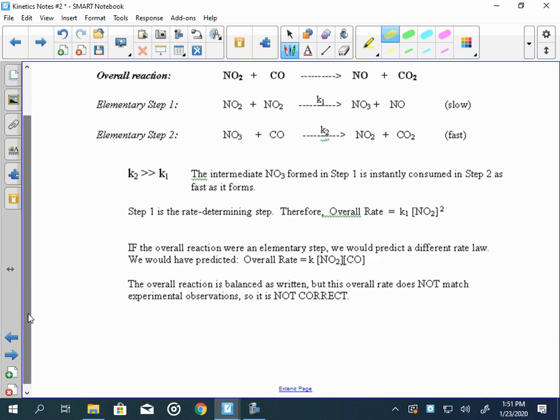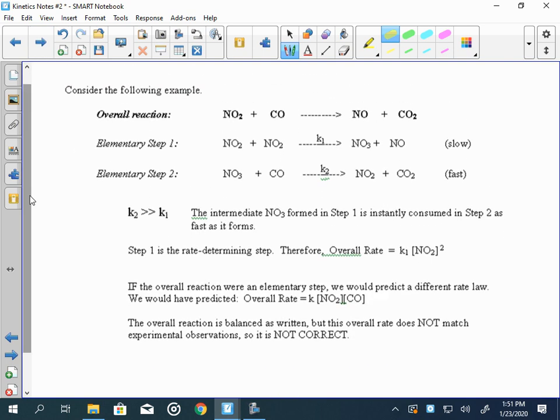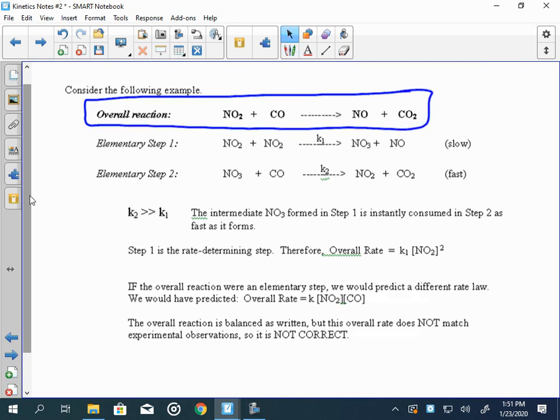Let's take a look at this. Again, I can summarize this nicely, I think. Here is the overall reaction. Elementary step 1, elementary step 2. I remember wondering how will I know what is the slow step? Will there be numbers? No. It's going to say slow. One step will say slow, and the others will say fast.